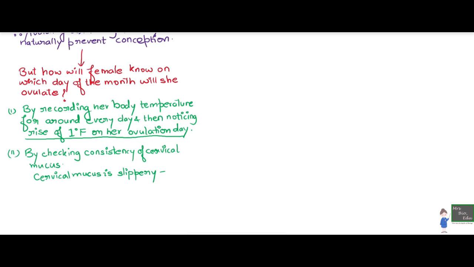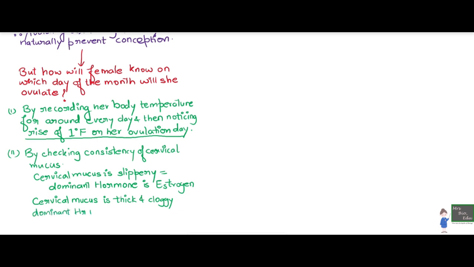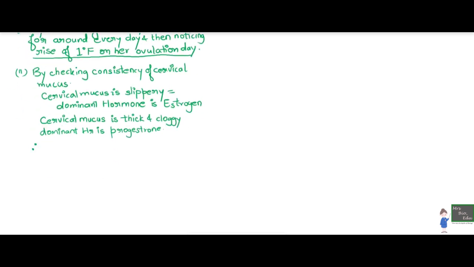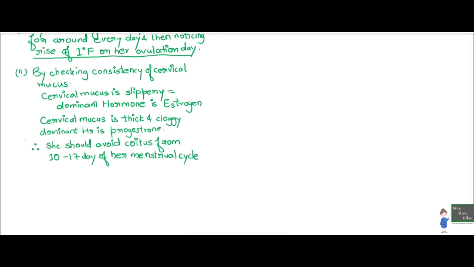Another way is that she can check her cervical mucus. She can take it out with a cotton swab and check the consistency by hand. If the mucus is very slippery, she knows that the dominant hormone in her menstrual cycle right now is estrogen, and probably she's in the first 14 days of her cycle. And if it is very clumpy, thick, cotton-like, it means that the dominant hormone is progesterone, and she is in the last 14 days of the cycle. So from the 10th to the 17th day, she should avoid coitus, and she will not conceive.